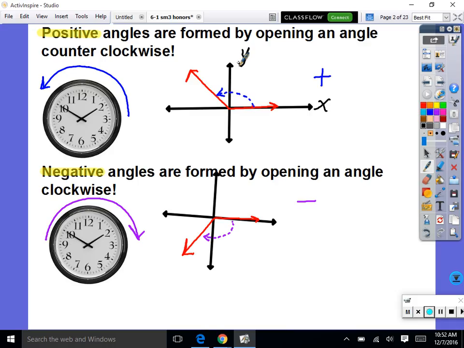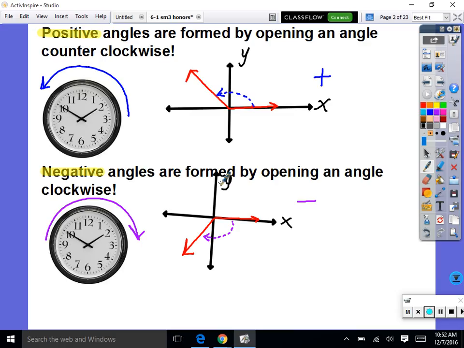And then to create a negative angle, you'll be in standard position, and then instead of going counterclockwise, if you go clockwise, that creates a negative angle. So see how we're going underneath? That's creating a negative angle. So positive angles and negative angles will be created by counterclockwise and clockwise.